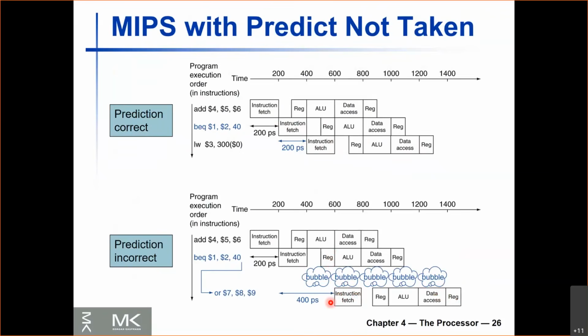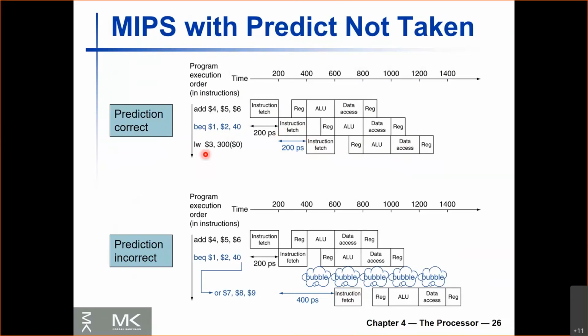Someone's asking if the third instruction starts at 200 picoseconds. No, the third instruction starts at 400 picoseconds. This 200 picoseconds indicates that the distance between this instruction fetch and this instruction fetch is 200 picoseconds because we don't stall. However, if we had to stall, then the distance will be 400 picoseconds, which is 2 cycles. So the third instruction fetch up here starts at 400 picoseconds, not 200. The 200 refers to the distance between the beginning of this instruction fetch and the beginning of this instruction fetch. Any other questions? Is this clear to everyone?